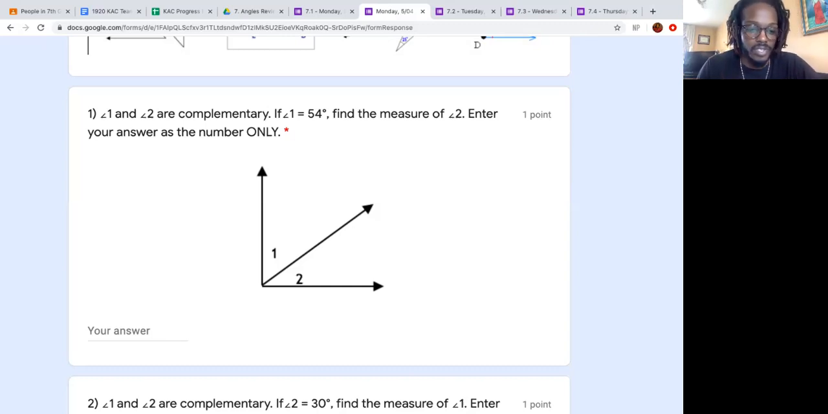I'm just going to put 36. Notice that I'm only putting a number. I'm not putting any letters. I'm not putting any words. I'm not putting degrees. This is how you make sure that you get that answer marked correctly.